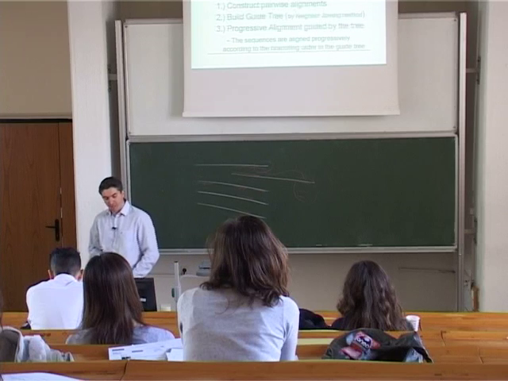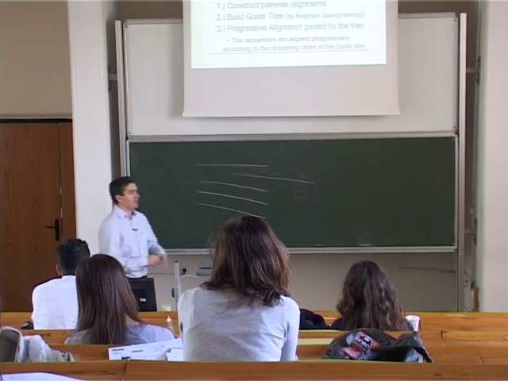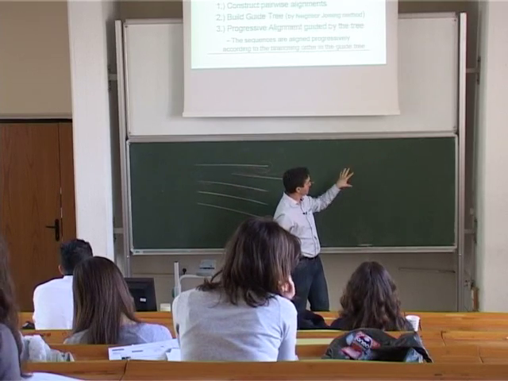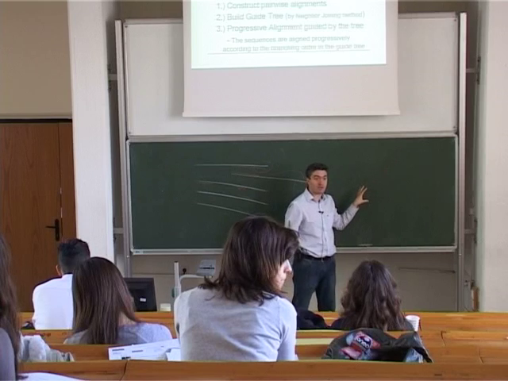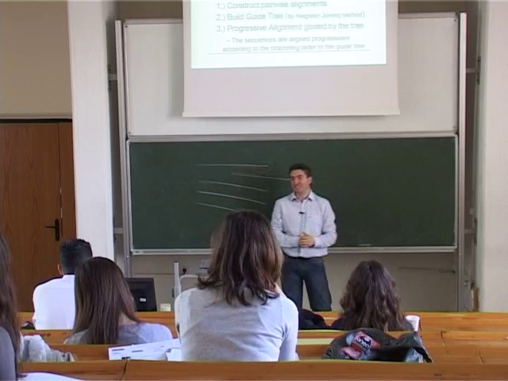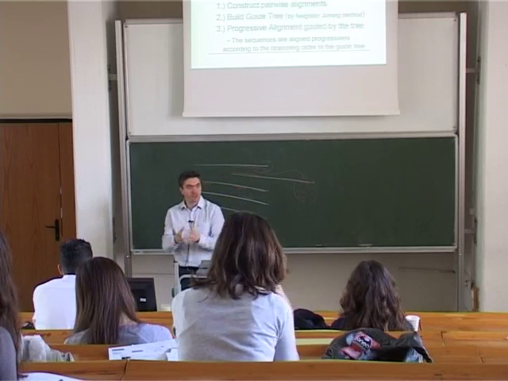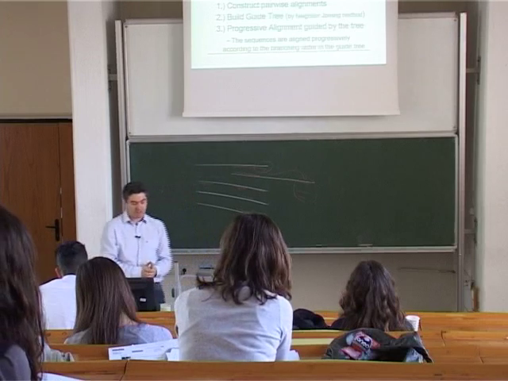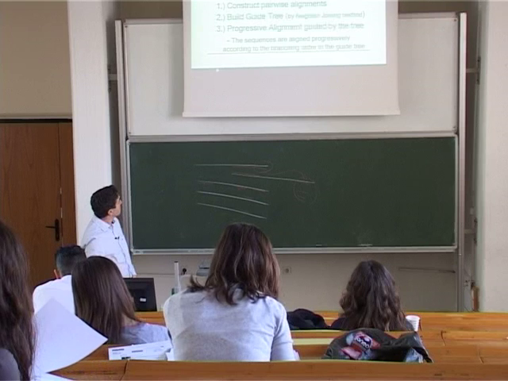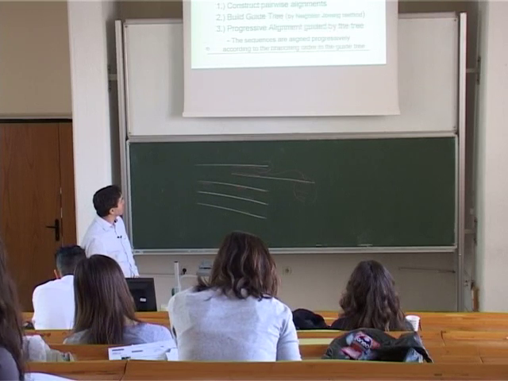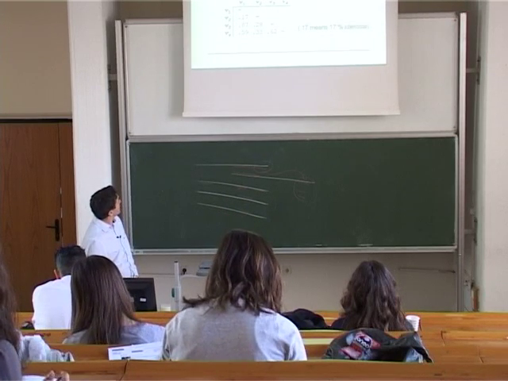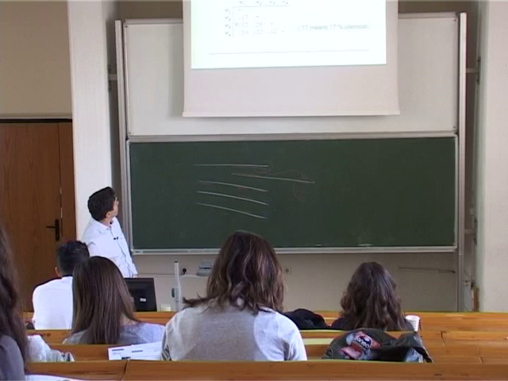This neighbor joining method builds a relationship tree, similar to a phylogenetic tree, between these sequences, showing which sequences are most similar to each other. By looking at this tree, you immediately see subgroups of similar sequences. And this guide tree is then used to guide a progressive alignment. The sequences are aligned progressively according to the branching order in the guide tree. So here's an example. The first step, we do a pairwise alignment.